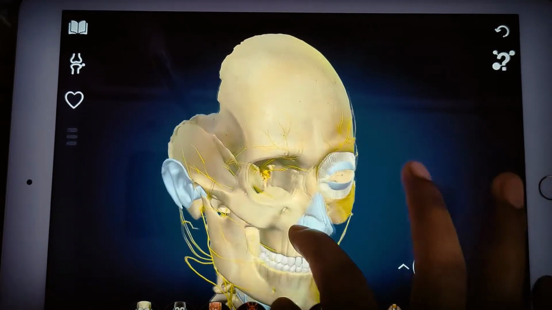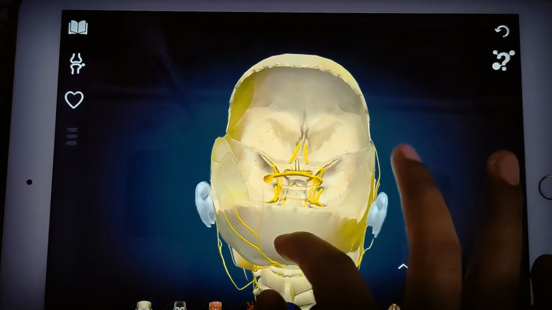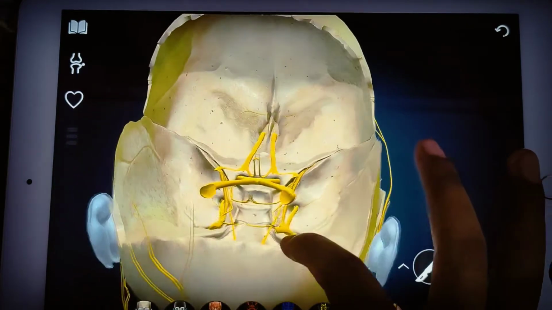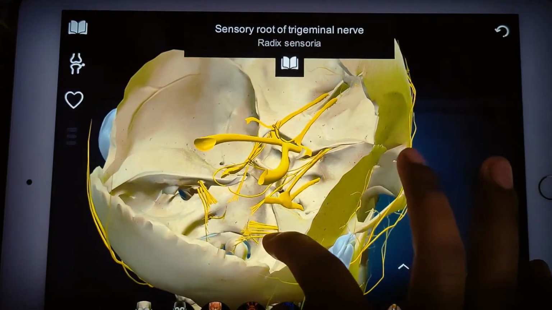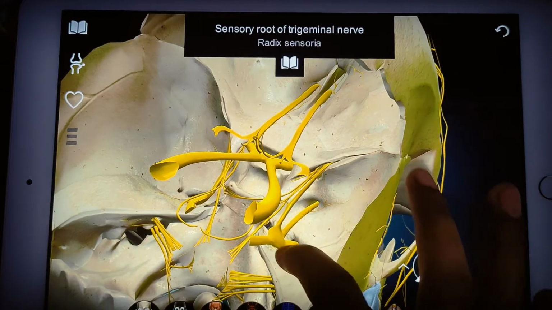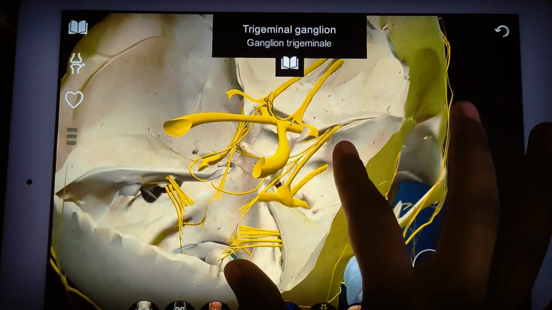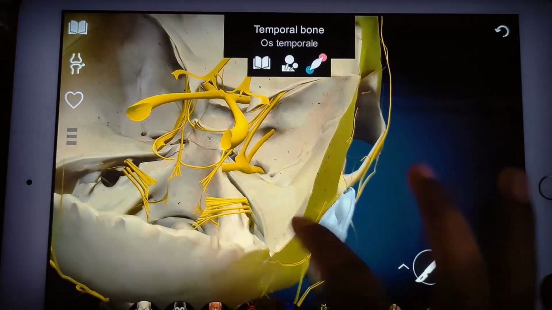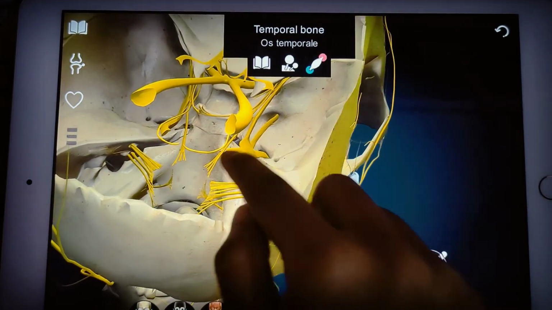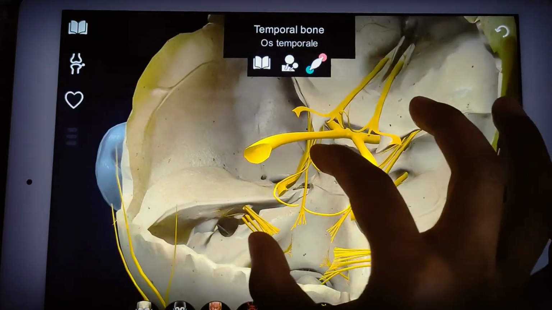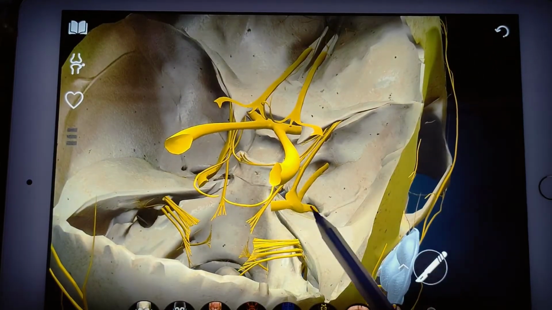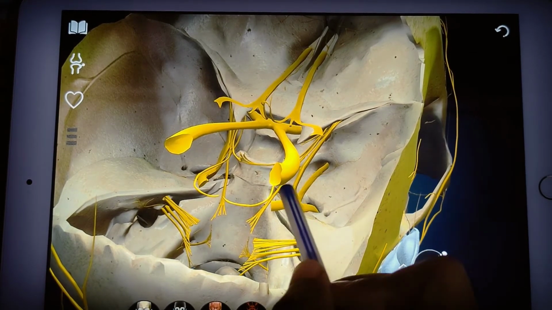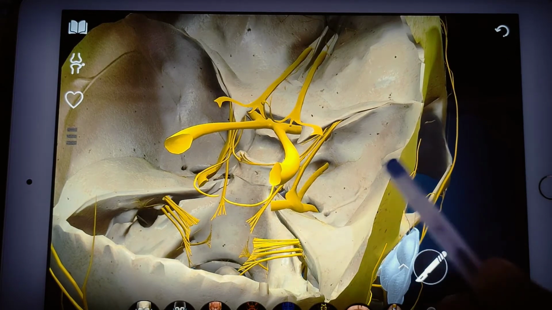This is your nose. Now for the ophthalmic division of the trigeminal nerve, first we go to the trigeminal nerve ganglion. Trigeminal means three divisions. This is your trigeminal ganglion, also known as the Gasserian ganglion. This is your petrous temporal bone, and this is the petrous apex, and here the ganglion lies.